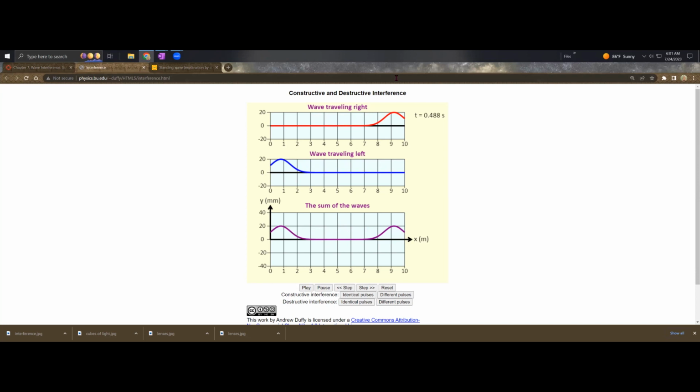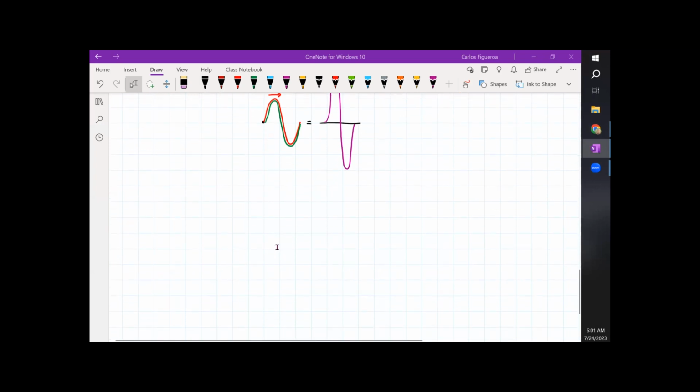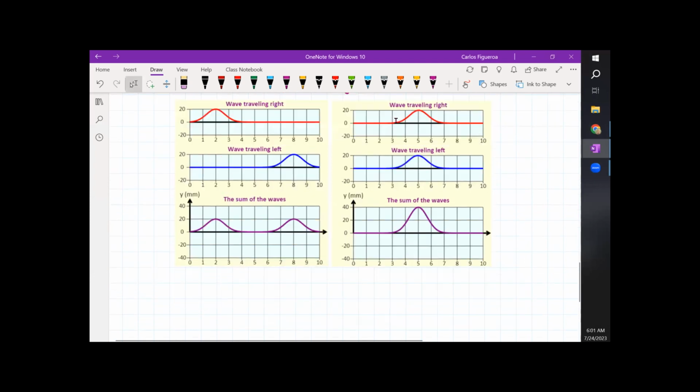So if I now go back and I share my screen of what we just saw, here's what we're looking at. Let me grab the image that I have. And again, this is the Duffy wave interference applet. And you could see here that this right here represents constructive interference. So in other words, one more time, at a single place and time, these two waves behave as one.